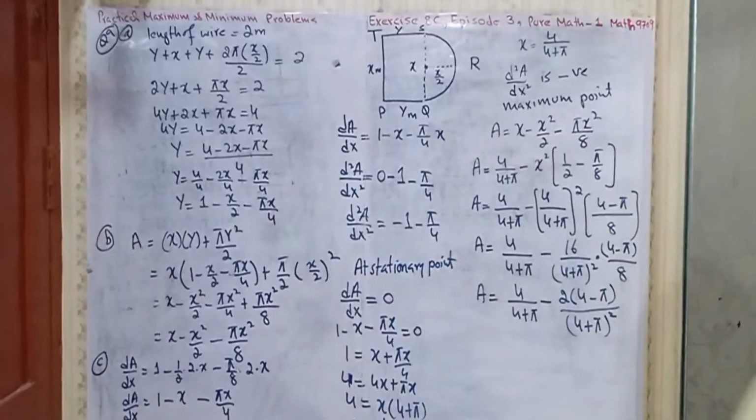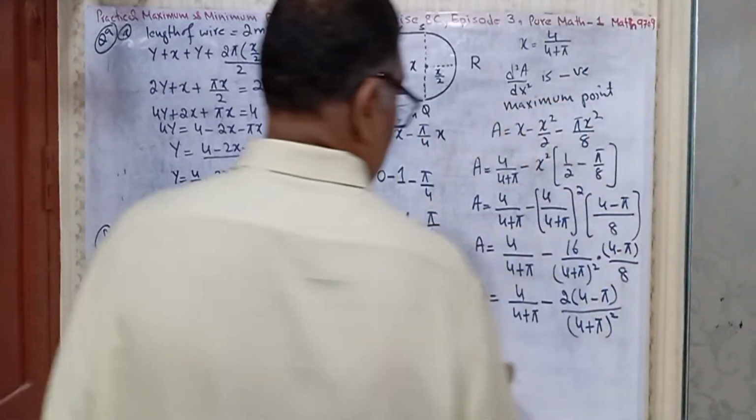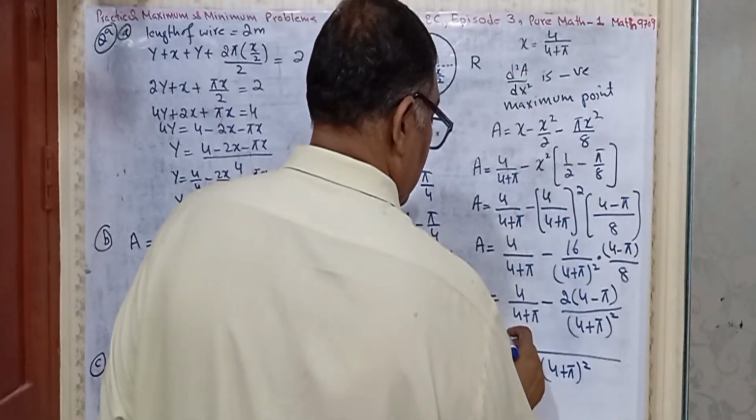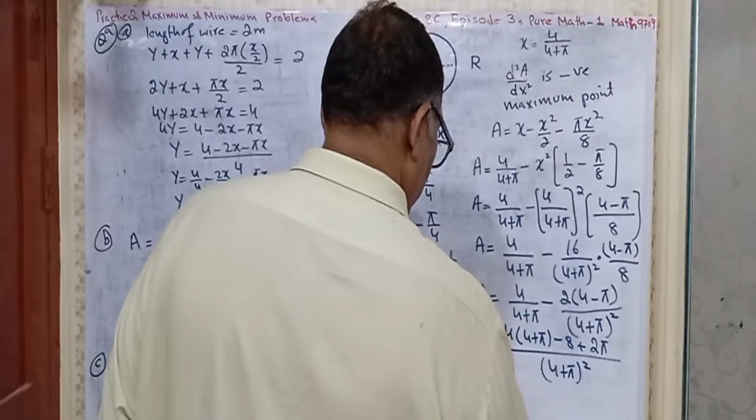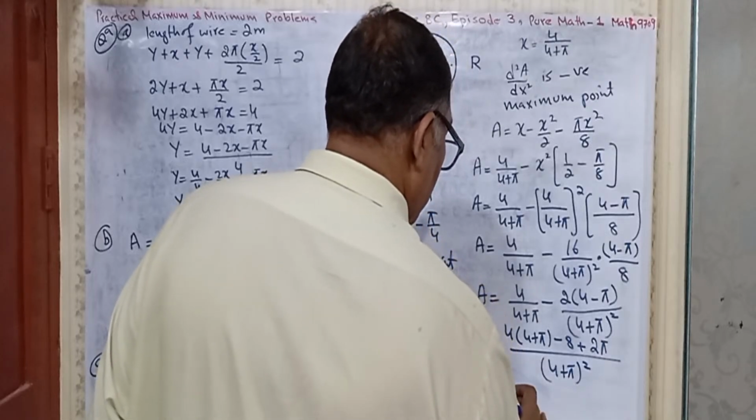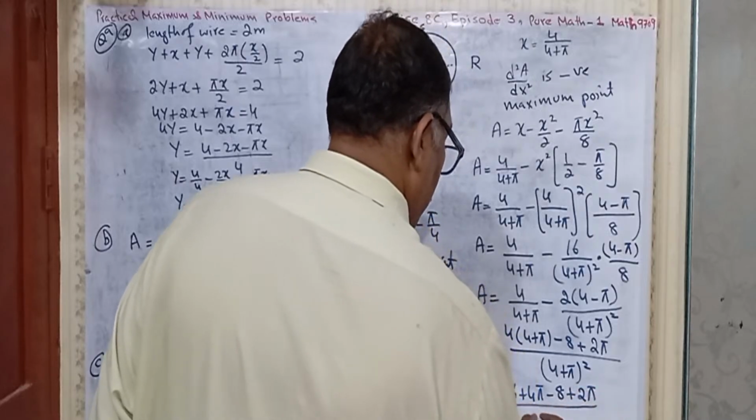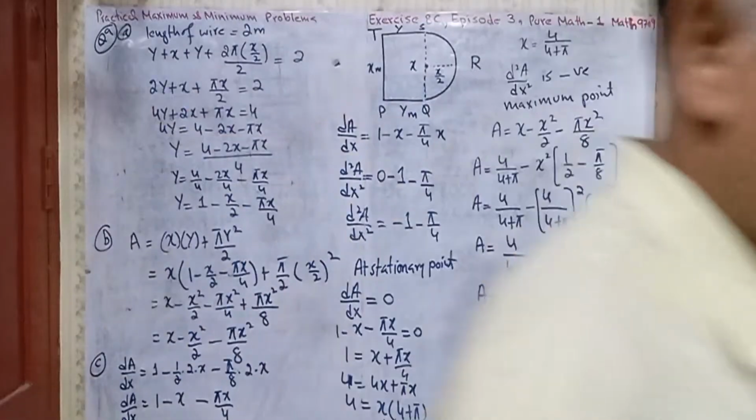I don't know, let me check. This is going somewhere. Their answer is 2 divided by 4 plus pi. Okay, so we can do this calculation. We can take the LCM. So the area will be equal to 4 plus pi whole square, and this cancels. So you will have 4 plus pi minus, this becomes 8 plus 2 pi. So area will be equal to 16 plus 4 pi. Sorry, let me write here. Area will be equal to 16 plus 4 pi minus 8 plus 2 pi divided by 4 plus pi whole square. So his answer will be, let me see if this is visible or not.